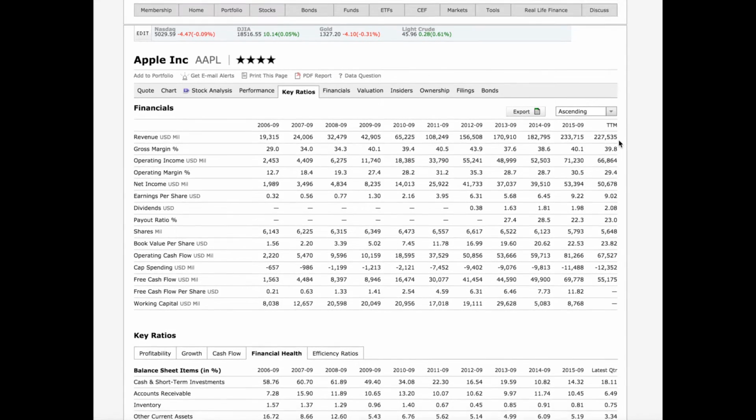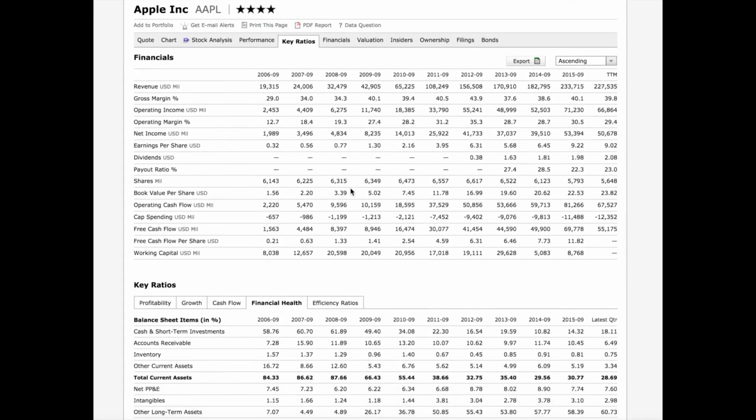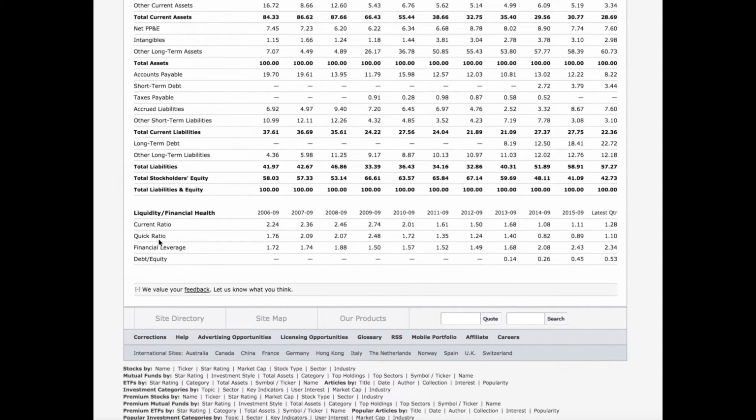So here's Morningstar, an investment research firm. Let's see what they have to say. Under Apple in key ratios, we can scroll down to liquidity and financial ratios and scroll over to 2015. And we see that we have the same current ratio, but the quick ratio and the debt to equity ratio differ from what we calculated. So how do they get these numbers? Well, let's go back to our examples.